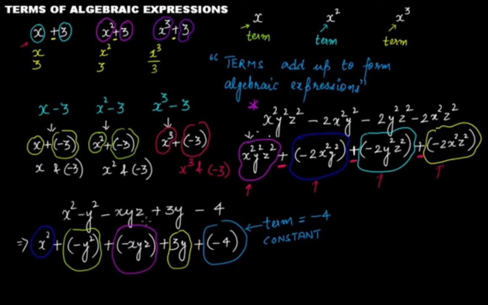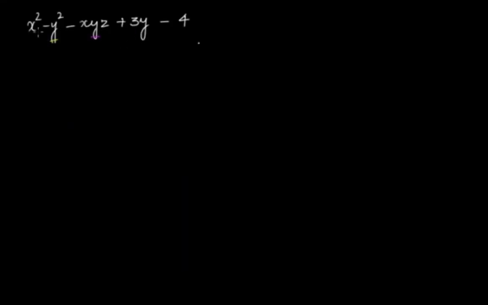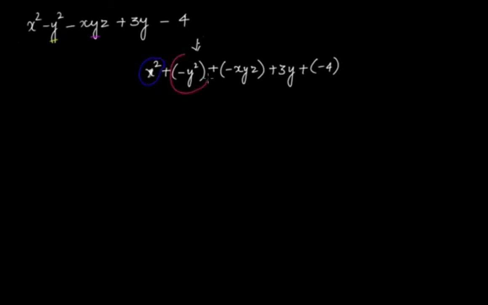Now let's take one last example. Let me copy this. So we have this algebraic expression, that is x squared minus y squared minus xyz plus 3y minus 4. Now this can be written as x squared plus, within the bracket, minus y squared plus, within the bracket, minus xyz plus 3y plus, within the bracket, minus 4. So we have first term as x squared, second term as minus y squared, third term as minus xyz, fourth term as 3y, and fifth term as minus 4. So we have 1, 2, 3, 4, and 5 terms.